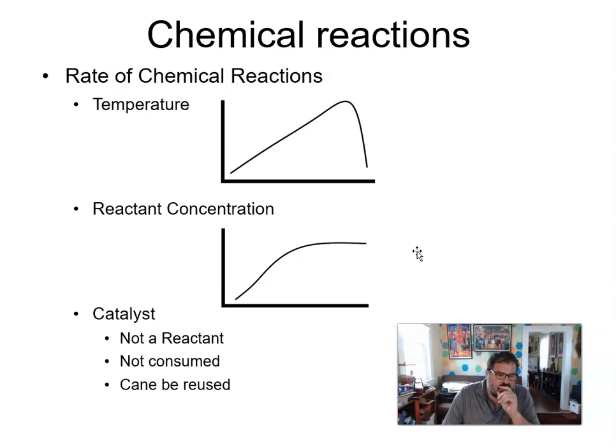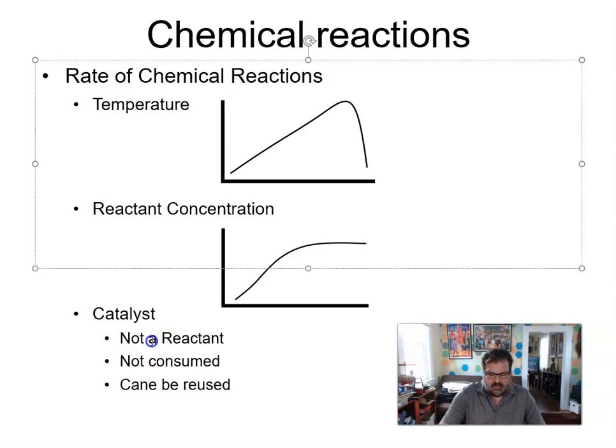Okay? Third things are catalysts. Now, catalysts are important. Catalyst is a general term, defined as any substance that speeds up a chemical reaction, right? So a catalyst basically helps chemical reactions go forward. The important thing about catalysts is that they're not reactants, okay? So, not reactants, right? That means they're not consumed by the reaction.